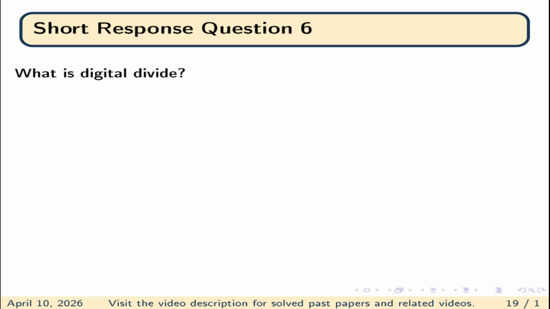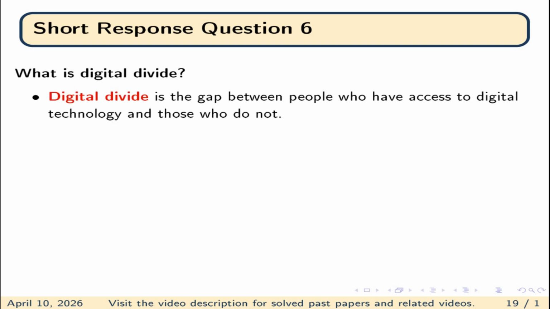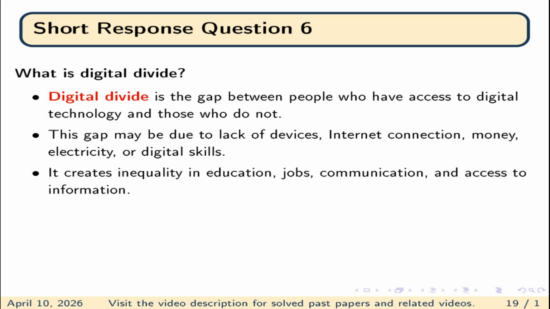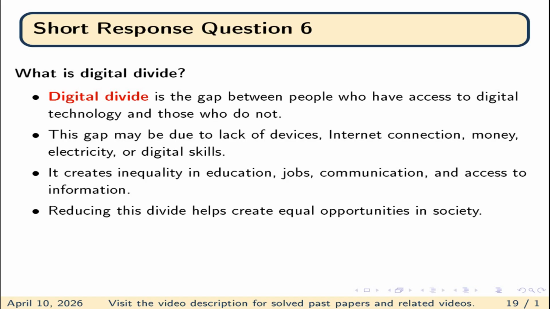What is digital divide? Digital divide is the gap between people who have access to digital technology and those who do not. This gap may be due to lack of devices, internet connection, money, electricity, or digital skills. It creates inequality in education, jobs, communication, and access to information. Reducing this divide helps create equal opportunities in society.